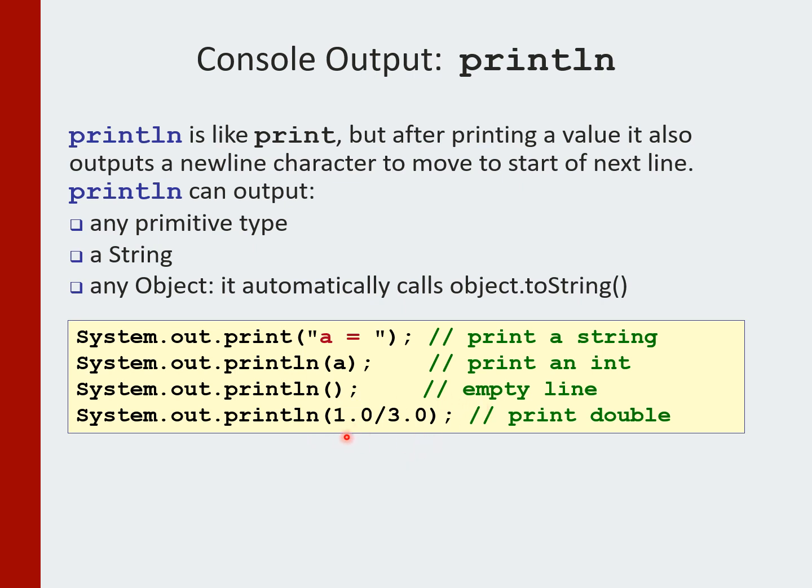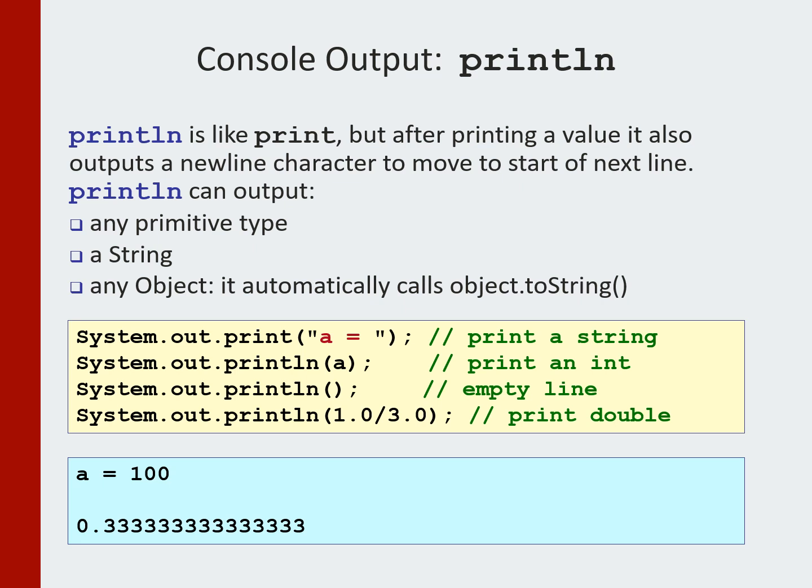And of course, you can also do arithmetic inside your println statements. And so you'll get something like this output. I recommend trying it out. A is equal to 100, and then a new line after a is equal to 100, and then this empty line, and then 1.0 divided by 3.0, which is 0.3, etc.